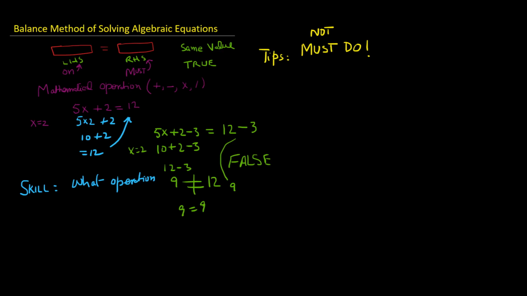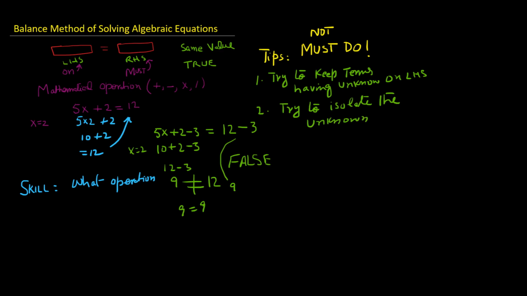So the first tip is try to keep all those terms which involve the unknown on the left hand side. So this is the first trick: try to keep terms having the unknown on the left hand side. Number 2, try to isolate the terms having the unknown.